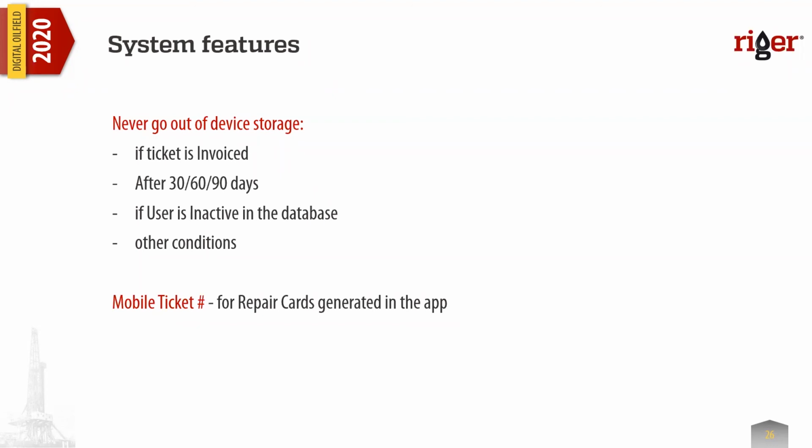But when the ticket gets updated to the cloud database, it will get the document number according to the sequence in the cloud database. But the temporary mobile ticket number will be assigned at the same time.